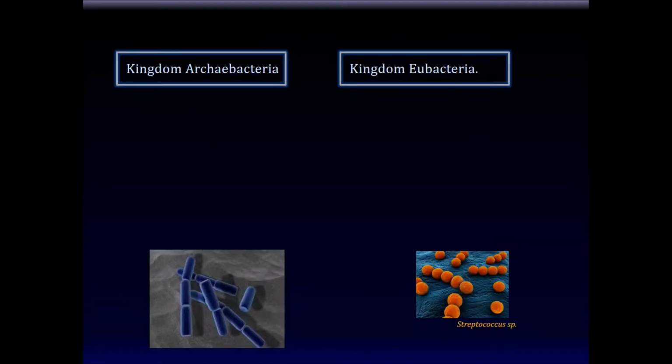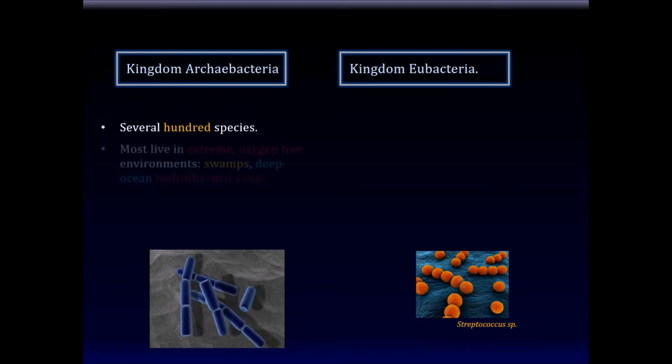So what's the difference between kingdom Archaebacteria and kingdom Eubacteria? Now, this bacteria that you see was a Streptococcus species. I'm sure most of you are intimately familiar with it. Strep throat. That's the one. You go to the doctor, they swab the back. Oh, you got strep throat. It came back positive. Yes, that's this bacteria. So what's the difference between these two kingdoms?